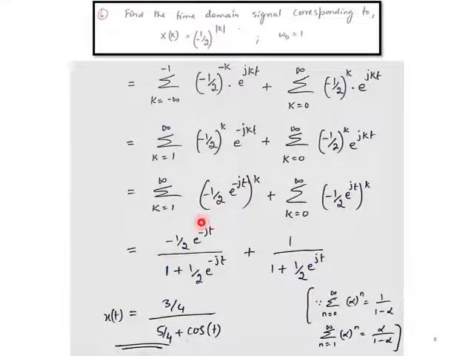After simplifying these terms, taking the common denominator and multiplying the numerator and simplifying, we will get 3 by 4 divided by 5 by 4 plus cos t. You can try simplifying these two terms yourself, and you should get this as the final result. Whenever you take the given Fourier series coefficient x of k as minus half to the power magnitude of k, it will give the time domain value x of t equal to this.